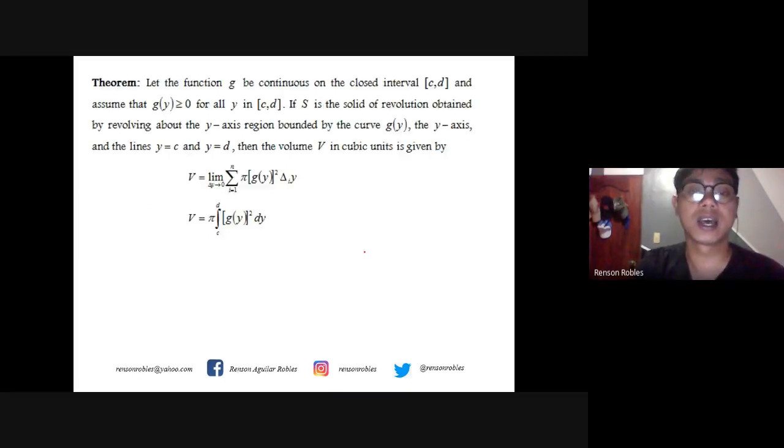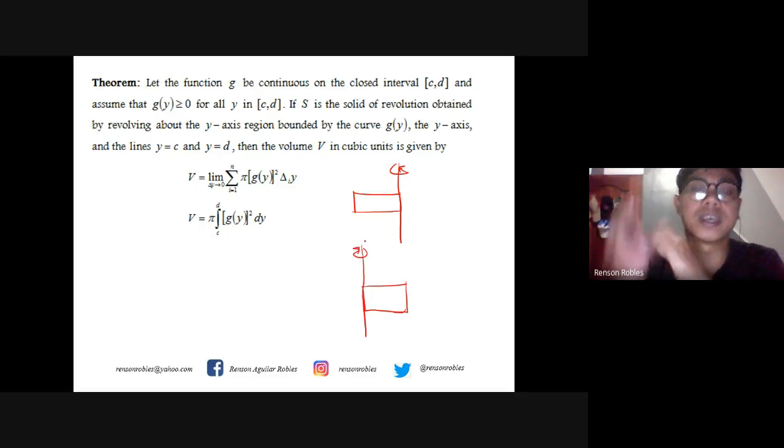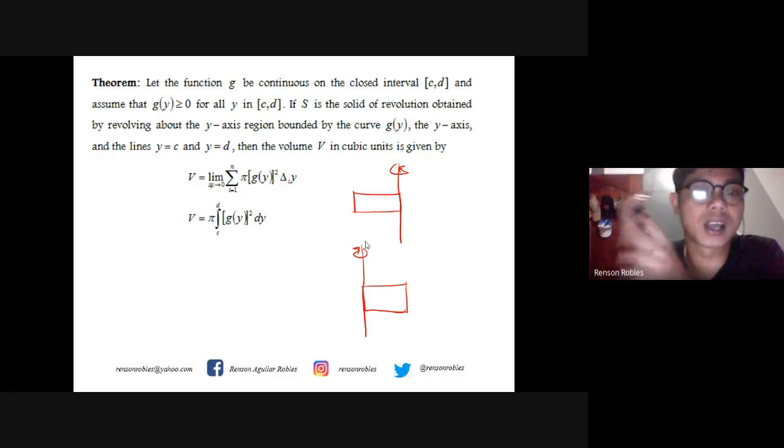Okay, then next, another modification of the formula is when we take an element that is horizontal and the axis of revolution is vertical, so they are perpendicular to each other, or the other way around. Okay, and if the boundaries are the function g of y, the y-axis, and the lines y equals c and y equals d, in this case it will look like this.